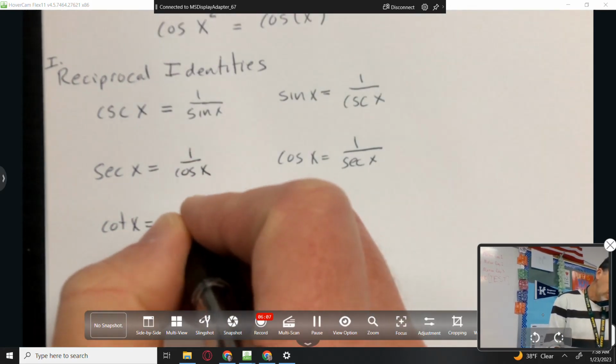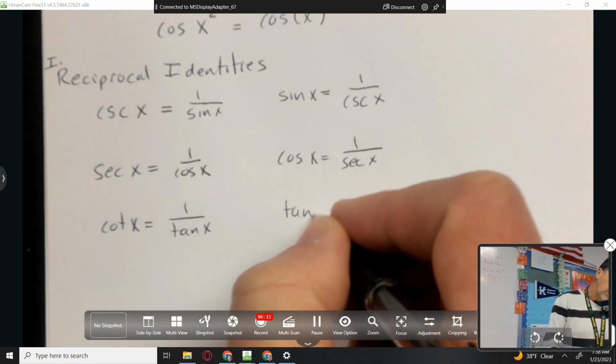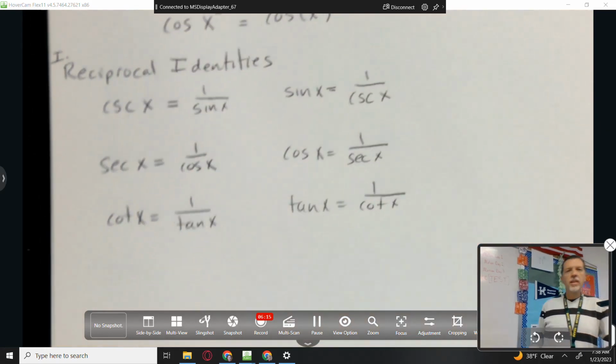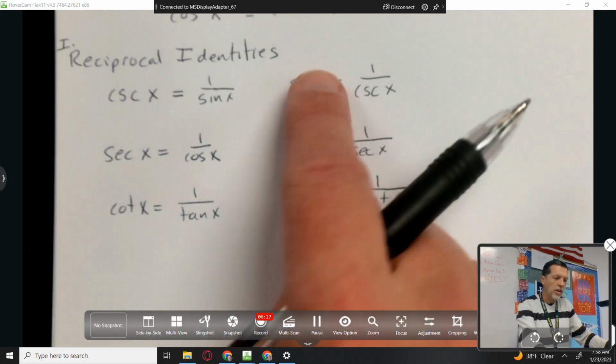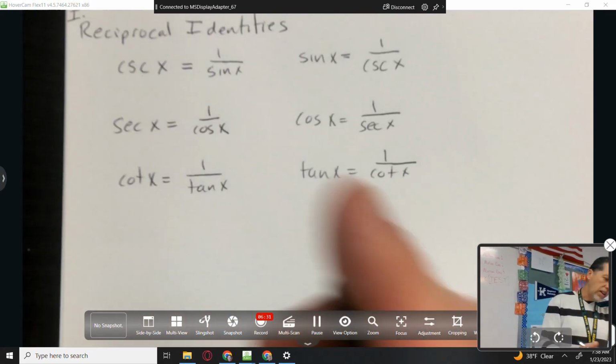Cotangent is one over tangent, which means that tangent is one over cotangent. I think you know those well. I hope you already know those. Maybe you hadn't thought about that second set, but they are related to the first set.